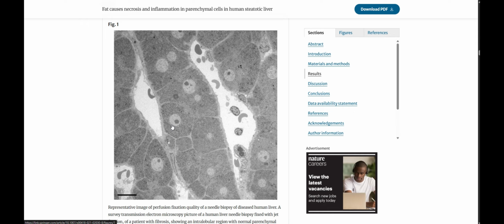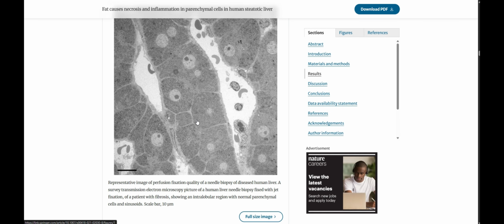So this would be light microscopy. I can tell just by looking at it because I've been doing this stuff for 20 years or so. Not with fat. I'm a molecular neuroscientist. I guess maybe I could have an intro on this video. So this would be the nucleus, and this is the nucleolus, and then are these representative images of perfusion fixation quality of needle biopsy of diseased human liver. So these are just cells. In a fat cell, you'll see just multiple droplets or like just a huge storage space, pretty much.